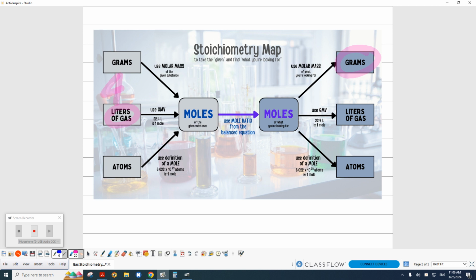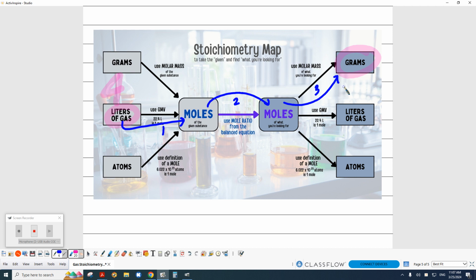In question 4, you start with liters of gas and convert those to moles. That's step 1. Use the GMV. In step 2, you still use the mole ratio to convert from moles of that given to moles of what you're looking for. And finally, moles of what you're looking for, using the molar mass of that substance to convert from moles to grams. And that would be this 3rd step for question number 4.